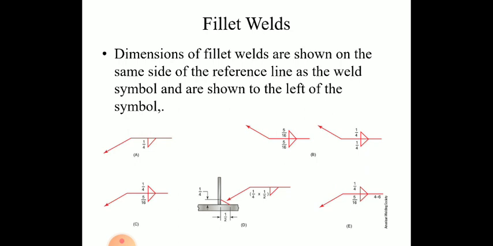Now talk about the fillet joints. The fillet weld, you can see 1/4 of that. The dimension of the fillet weld is shown on the same side of the reference line as the welding symbol, that is showing on the left of the symbol as well. So that is how we can perform the fillet welding with the help of these symbols. These are the exact locations, the pitch area, the fillet weld.